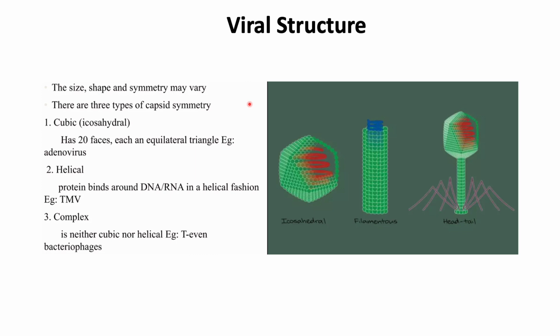Viruses differ in size, shape, and symmetry. There are three major types of capsid symmetry. One is icosahedral or cubic. It has 20 faces, each of which is an equilateral triangle, and one example of a virus with this structure is adenovirus. The other configuration is the helical structure, where the protein binds around the DNA or RNA, whatever the nucleic acid sequence is, in a helical fashion. One example of such a structure is the tobacco mosaic virus. The other is a complex structure which is neither cubic nor helical, and examples for these are bacteriophages.